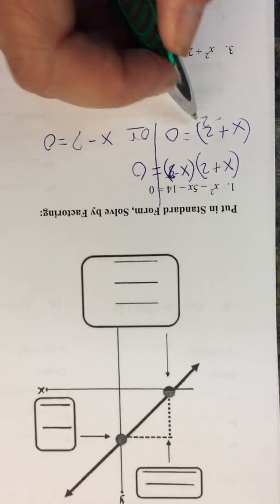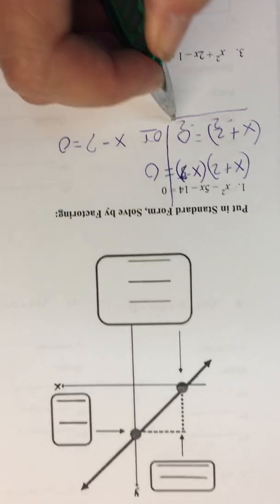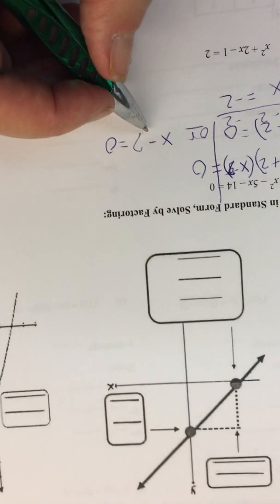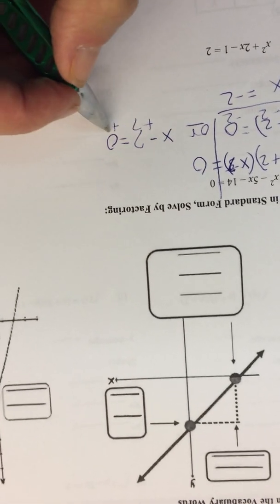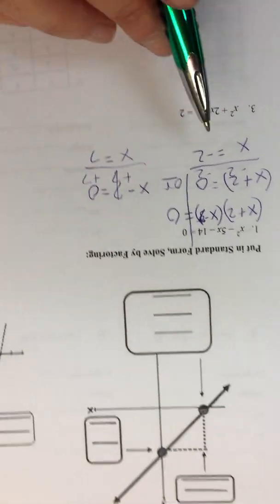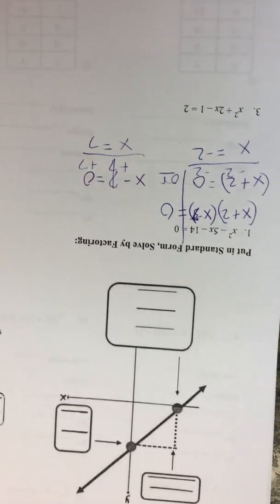All right, so we're going to subtract 2 on this side, subtract 2 on that side. We have two different problems to solve here. x is equal to negative 2. Or in this one, how do you get x by itself? You add 7, and of course, x equals 7. All right, so two answers that x could have been in that original problem.